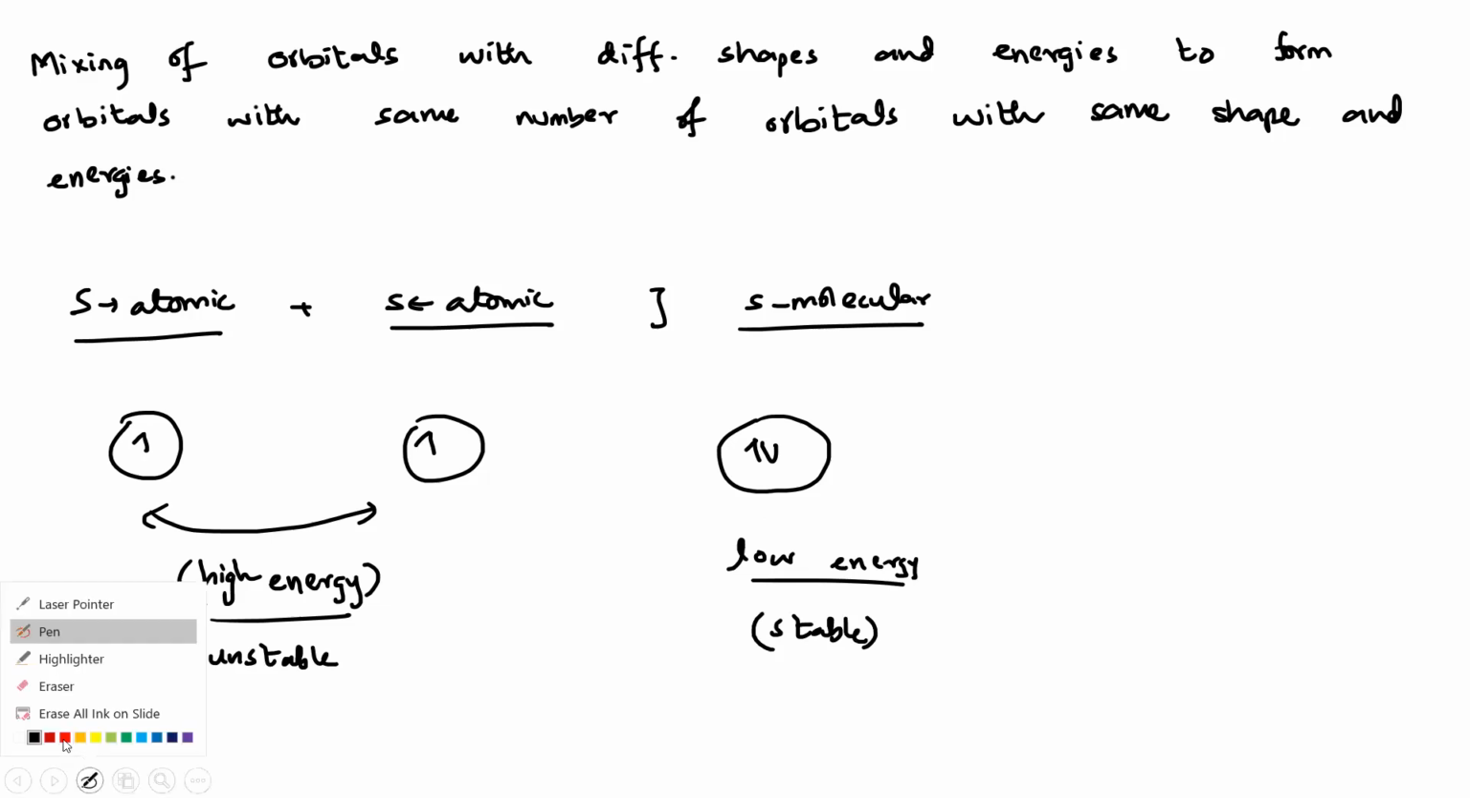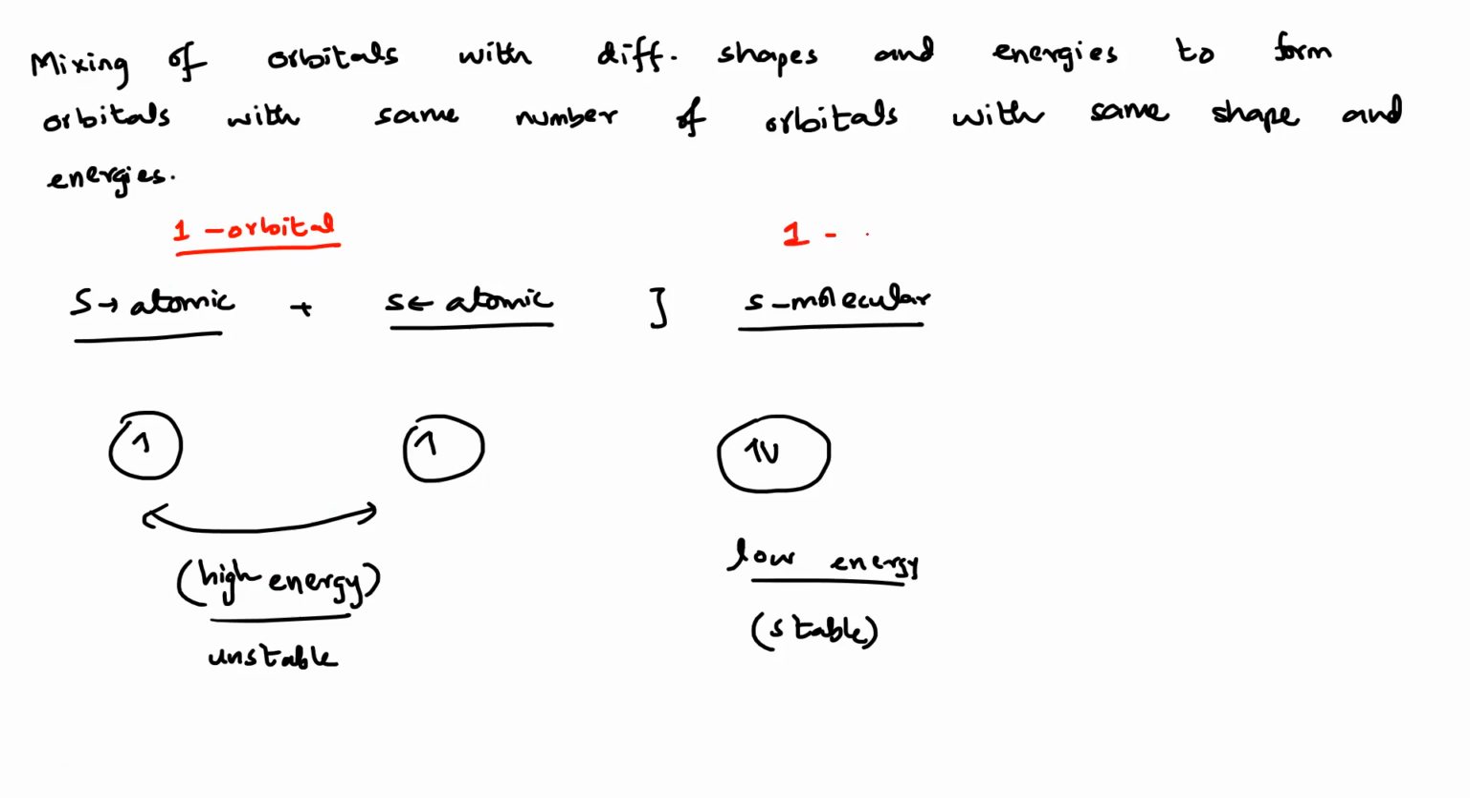So what would happen if there are different shapes of orbitals? First, this needs to be kept in mind: how many orbitals were mixing. So one orbital was mixing with another, right? One orbital. So let's talk about a mix of s with p. As per our understanding, how many p orbitals are there? There are three p orbitals, right? Px, Py, and Pz.